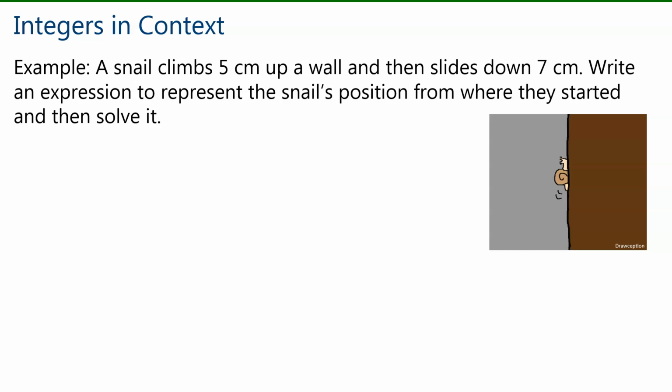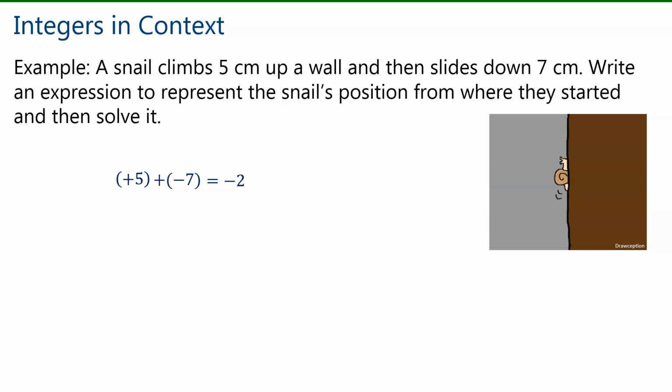So in this first example, it says a snail climbs 5 centimeters up a wall and then slides down 7 centimeters. Write an expression to represent the snail's position from where they started and then solve it. Well, to create an expression for this, we can represent them climbing 5 centimeters up a wall with a positive 5, and then the fact that they slid down 7 centimeters with a negative 7. So now to solve this, we're adding a positive and a negative. We can just subtract, and we get negative 2.